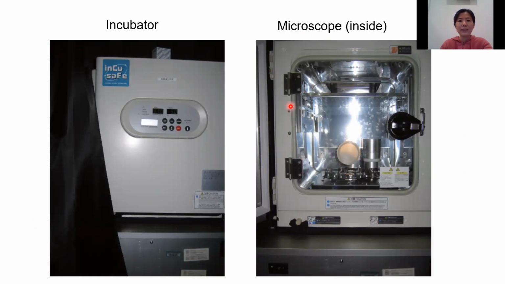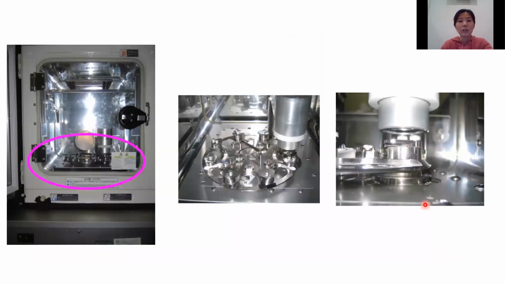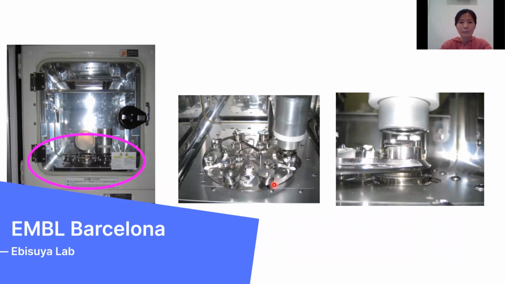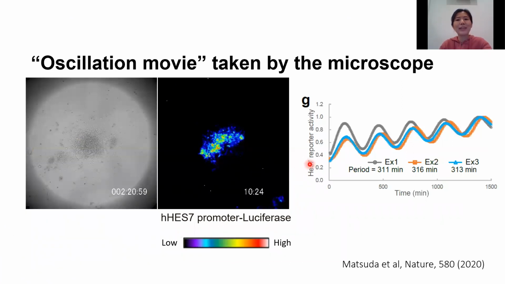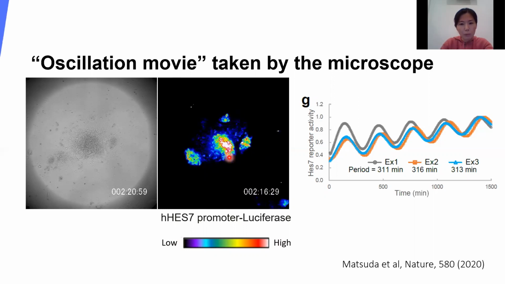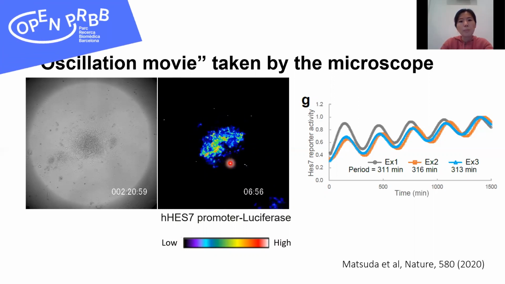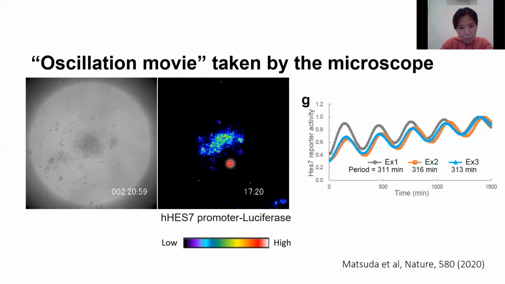And inside the incubator, there's a microscope, and we can culture up to 8 samples that contain living cells to take movies. And here's one example movie that was taken by this microscope. In the movie, there are several hundreds of cells, and the color indicates protein amounts of one gene. As you see, the protein amounts go up, down, up, down, repeatedly. So it's oscillating or fluctuating.